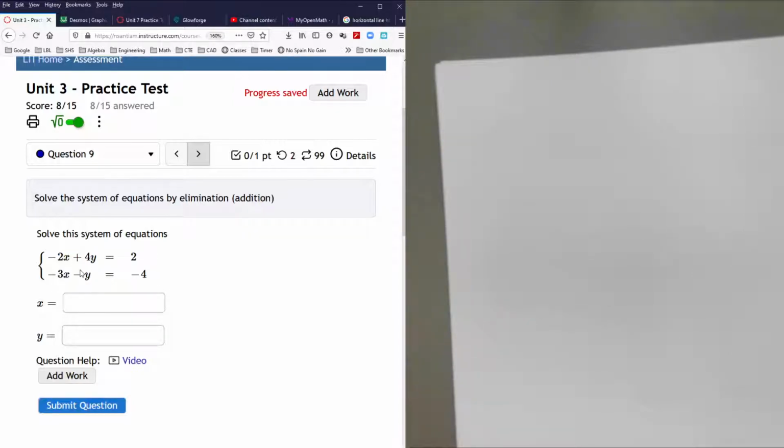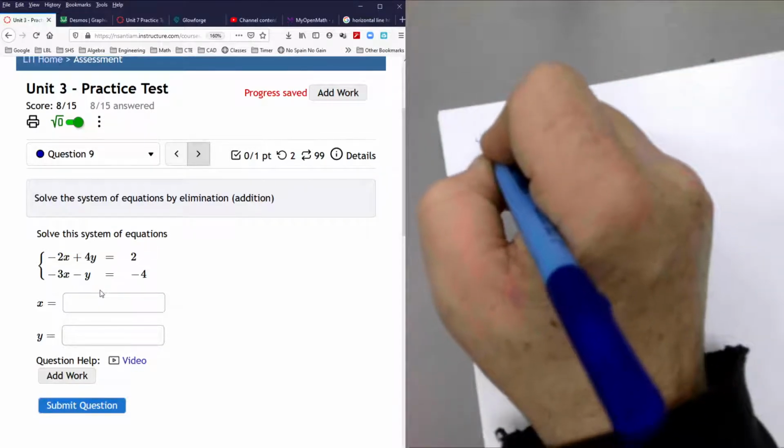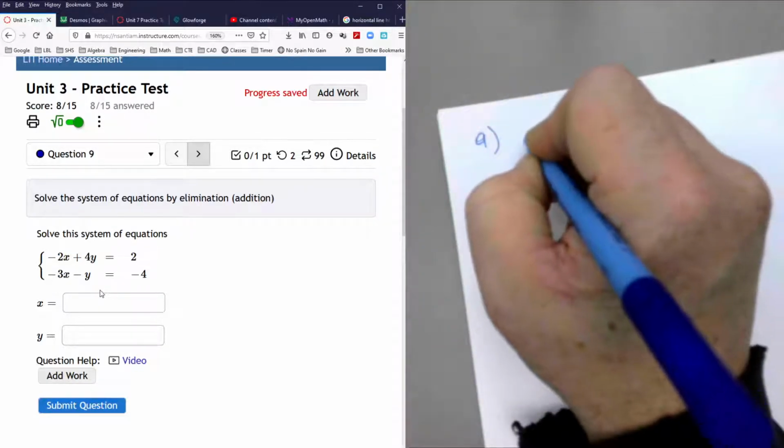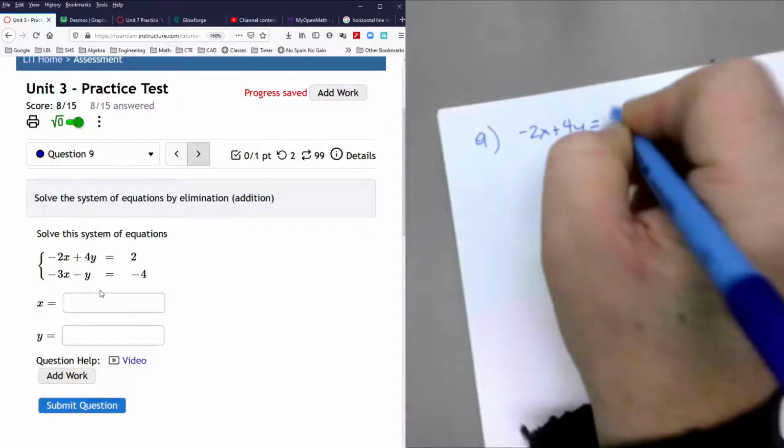And so that might be an easy thing to do. I could also solve this for y, right? And then use substitution. But I've got this negative y here. And so I'd have to do a couple of operations to get that by itself. So I think it's going to be easier if I just do the elimination method. So this is problem 9. We have negative 2x plus 4y is equal to 2.